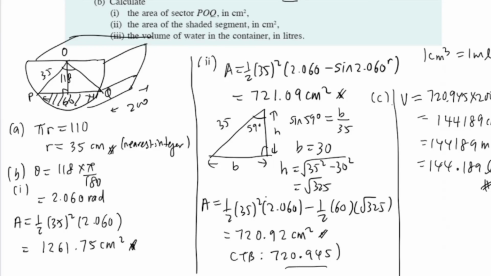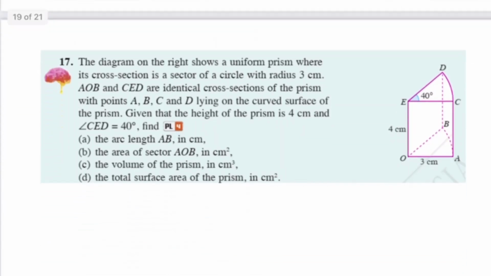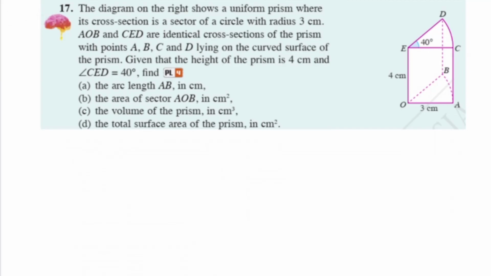Okay, next one, the question about cake. Is it a cake? Oh, sorry, it's not a cake. A diagram shows a uniform prism where its cross section is a sector of a circle with radius of 3 cm. AOB, CED, they're identical. Cross section of prism with points A, B, C, D lying on the curved surface of the prism. The height of prism is 4, CED is 40. Find arc length AB. Okay, so to find arc length AB, wow, this one's a bit long.